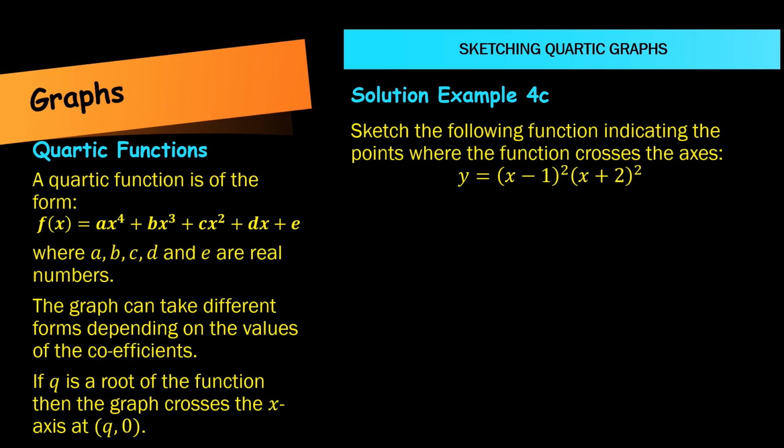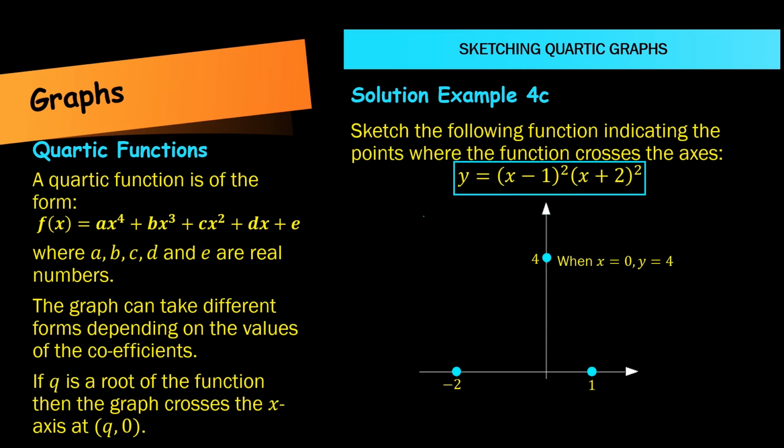So now let's solve example 4c. We are required to sketch y equals (x minus 1) all squared times (x plus 2) all squared, indicating the points where the function crosses the axes. So when y equals 0, x can equal minus 2, or x can equal 1. And when x equals 0, y equals 4, because we're multiplying minus 1 times minus 1 by 2 times 2.